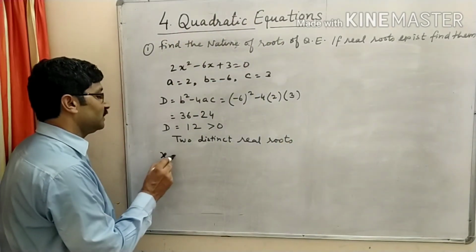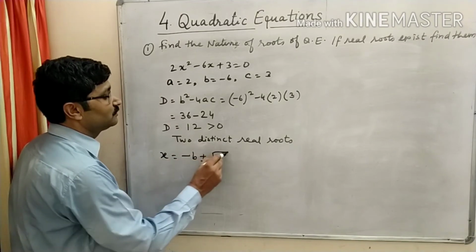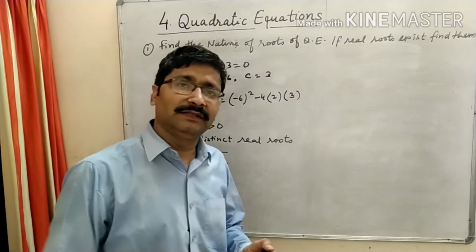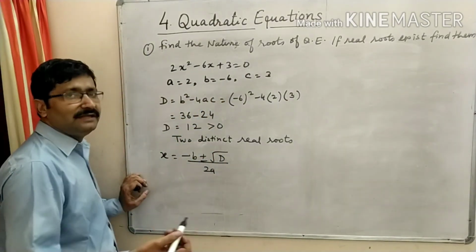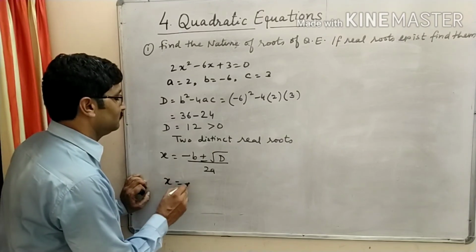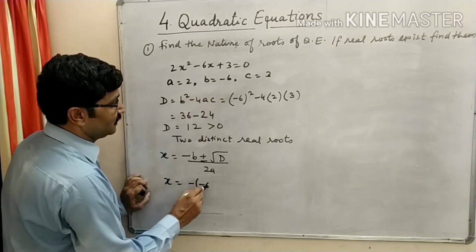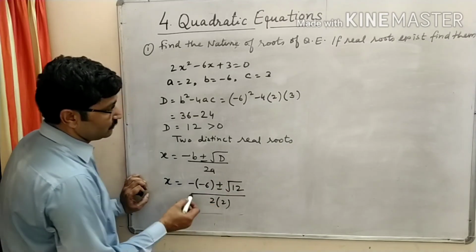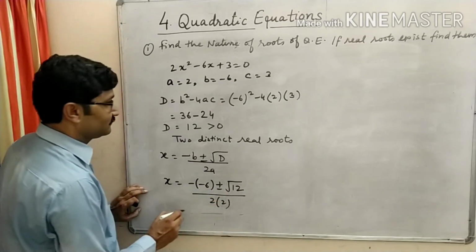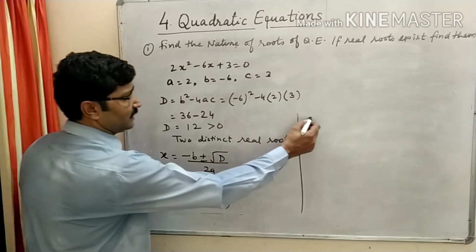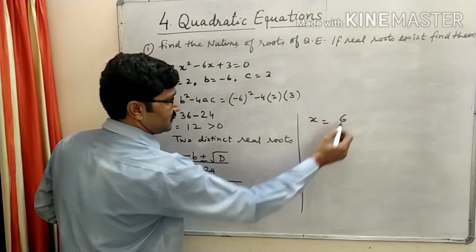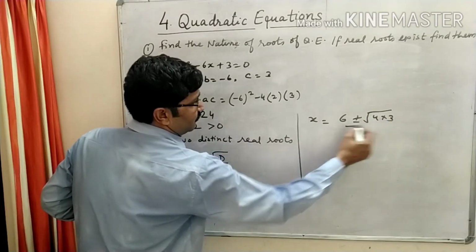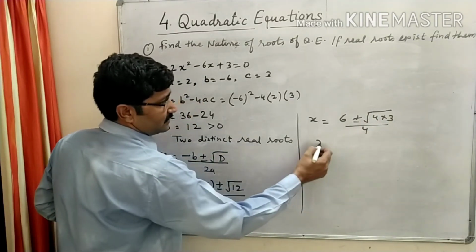And since real roots exist, we have to find them. So you will use the formula x equal to minus b plus minus root D upon 2a. Why do we use this formula? Because we already found the discriminant in the question. Here D means b square minus 4ac only. x equal to minus b, where b is minus 6, plus minus root D, where D is 12, upon 2a, where a is 2. Look here, when we solve, we get x equal to 6 plus minus root of 4 into 3 upon 2 times 2.